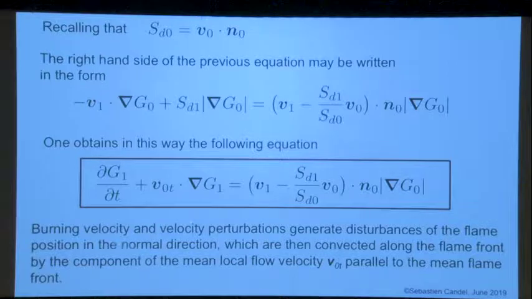Burning velocity and velocity perturbations generate disturbances on the flame position in a normal direction, which are then convected along the flame front by the component of the mean local velocity V0T parallel to the mean flame front. So physically, you understand that, but that's the mathematical expression that we can use.